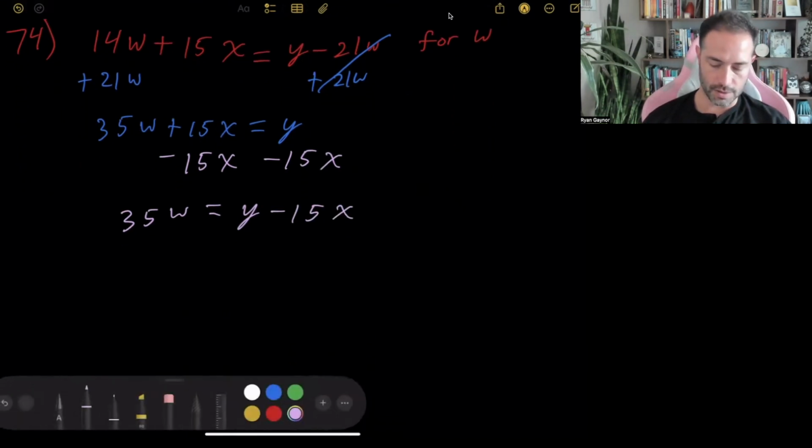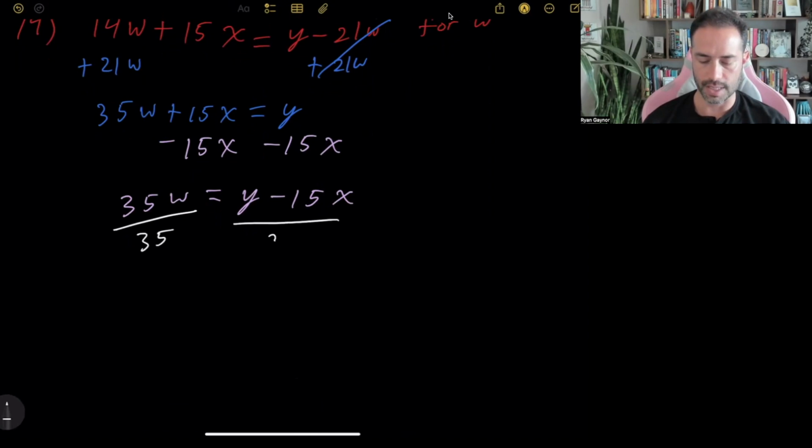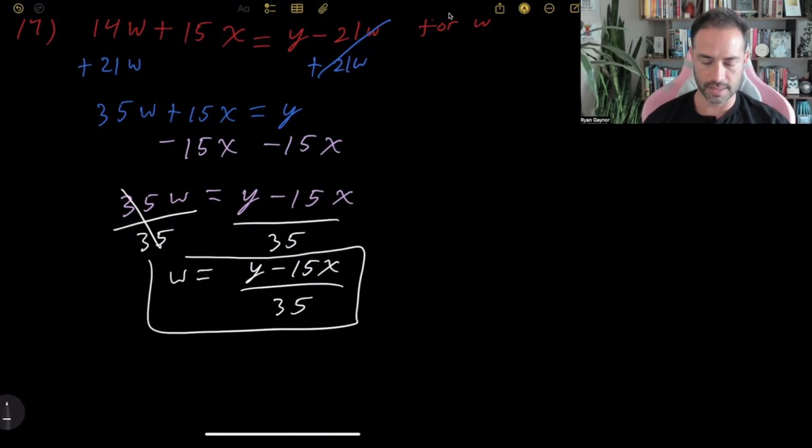And now we're almost alone here. We have 35 times W. So I divide by 35 on both sides. Cancels out. W equals Y minus 15X over 35. I've now isolated the W, so I've done what they asked. We're good. Let's move on to the next problem.